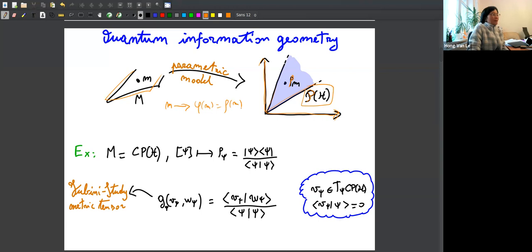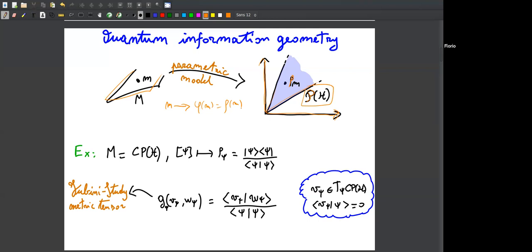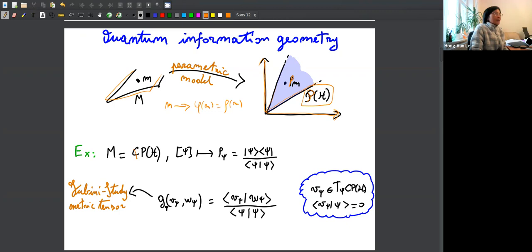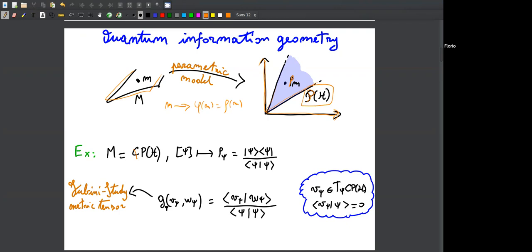Florio, so M is a CP of complex projective space. That's the complex projective space. That's one of projective space. Yeah. Yeah. So that's one of the typical. Yeah. Okay. But in general. Yeah. So you put it as a C.